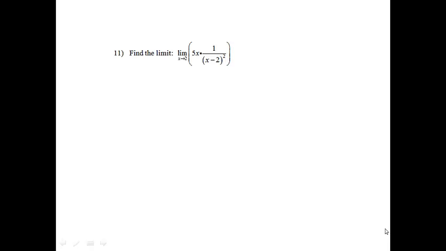Problem 11, find the limit. The limit as x approaches 2 of 5x times 1 over (x minus 2) squared. I do notice that this is a non-calculator problem, so I cannot use the capabilities of my calculator. So what I'm going to do is use the properties of limits.